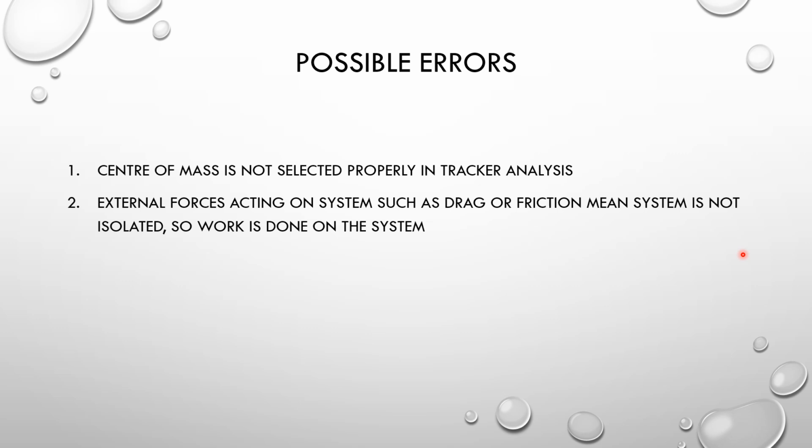The bigger, most probable cause is external forces acting on the system, such as drag or friction, meaning the system is not isolated. So when we talk about our energy equation, that's false. Work is actually done on the system in the form of a drag or friction force. That's why you see that the position is kind of delayed compared to the time if we go back a slide, because there's a force acting against this motion, which is drag or friction.